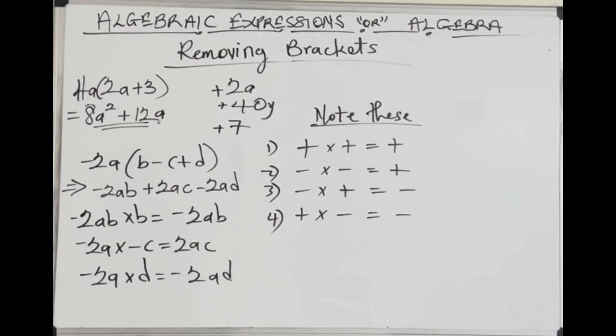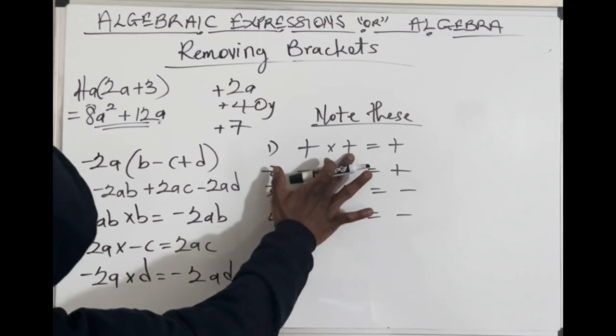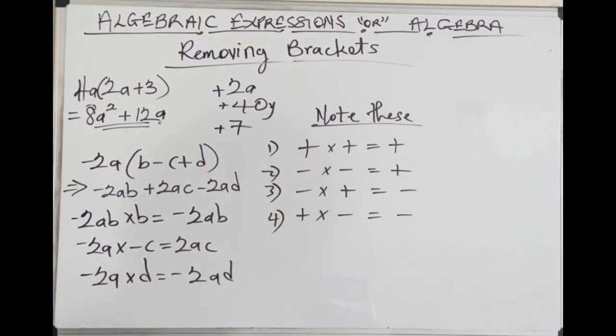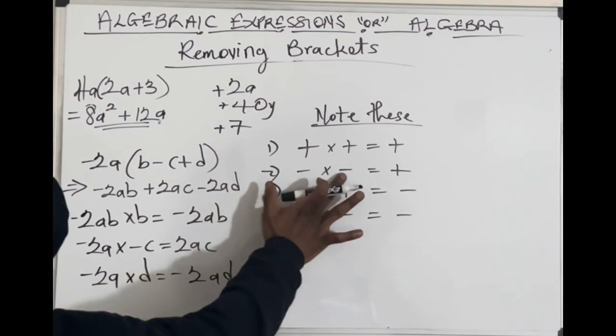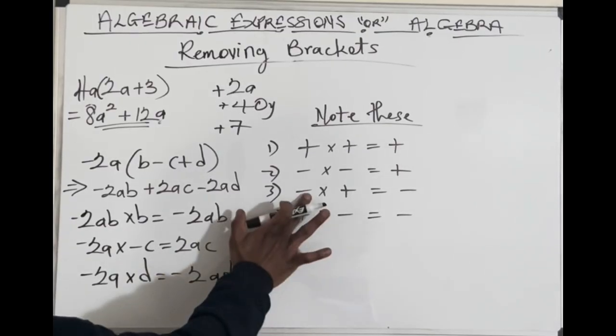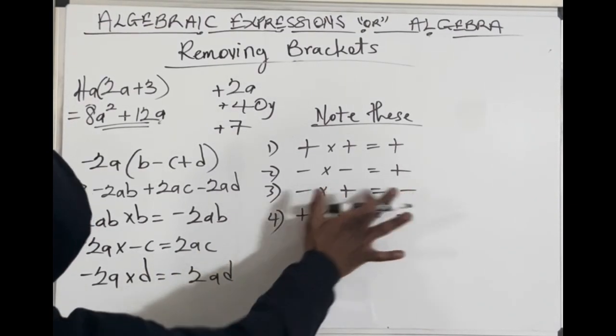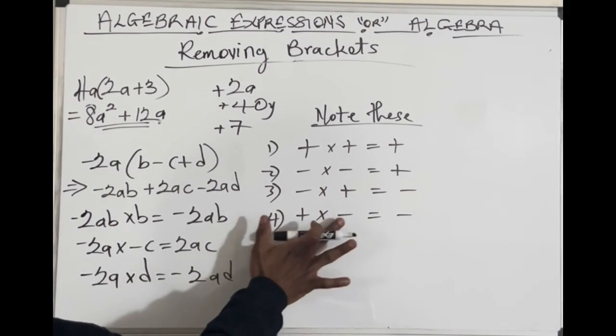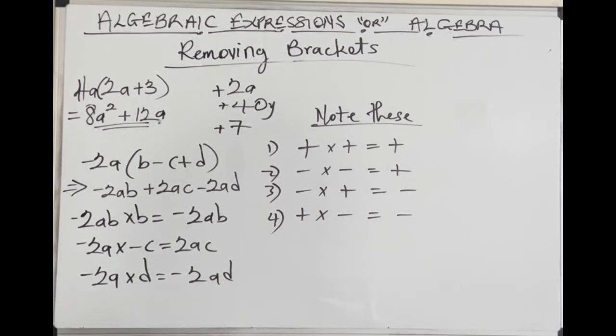We should know this: when we are multiplying a positive number by a positive number, the final answer will be positive. Negative times negative, we get positive. Negative times positive, we get negative. Positive number times negative number, we get negative.